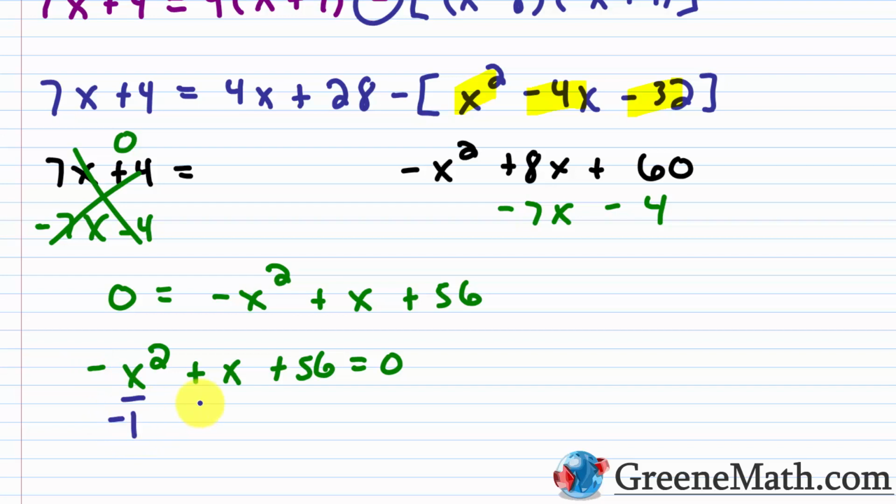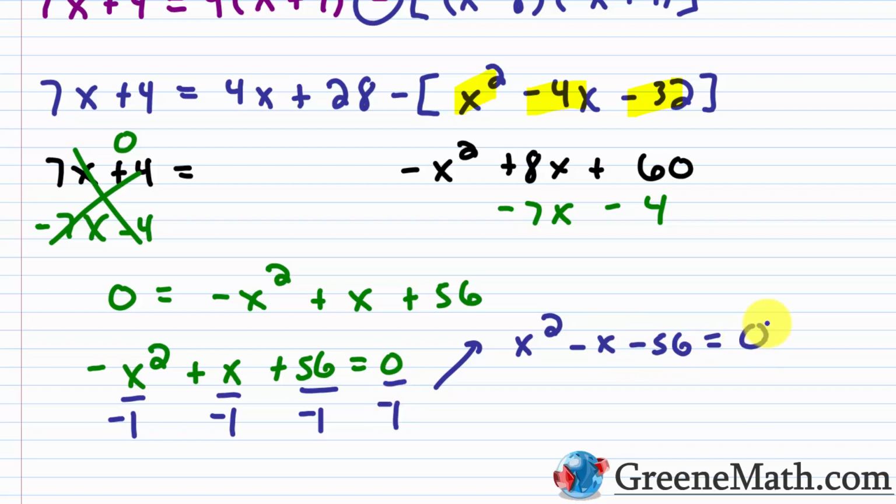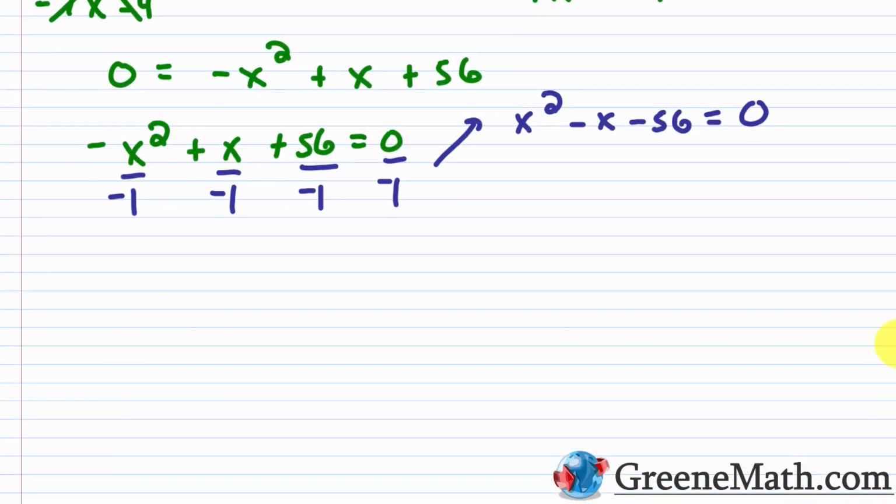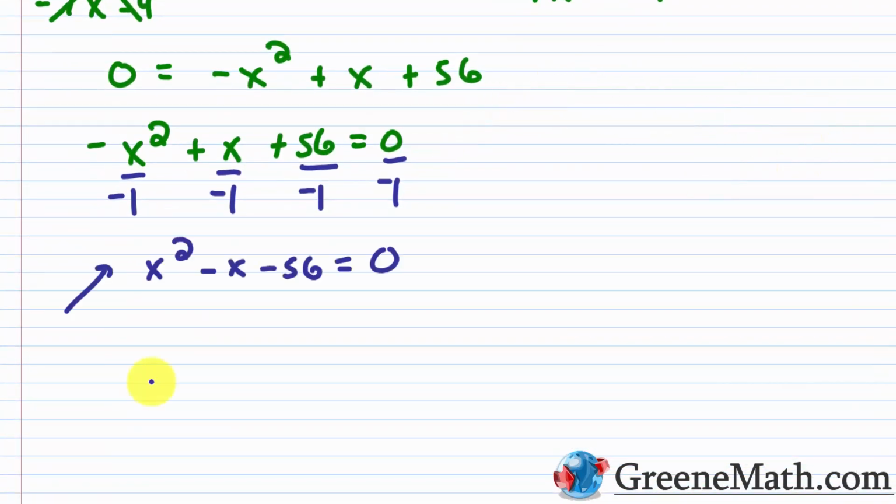So if I divide both sides by negative 1, just to kind of clean this up a little bit, I would end up with x squared minus x minus 56 is equal to, we know 0 over anything other than 0 is 0. Okay? So this is what I'm working with. Let me get some more room going. I'm going to have my x squared minus x minus 56 equals 0.